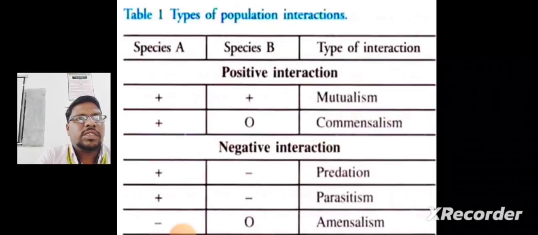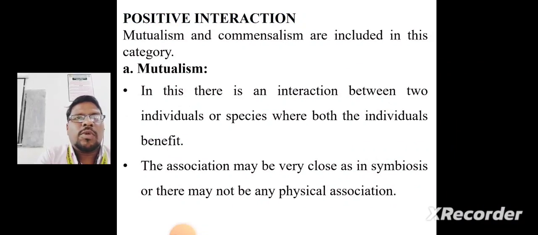Let's discuss in detail. What is a positive interaction? Mutualism and commensalism are included in this category. Mutualism is an interaction between two individuals or species in which both individuals are benefited. The association may be very close, as in symbiosis, or there may not be a physical association.